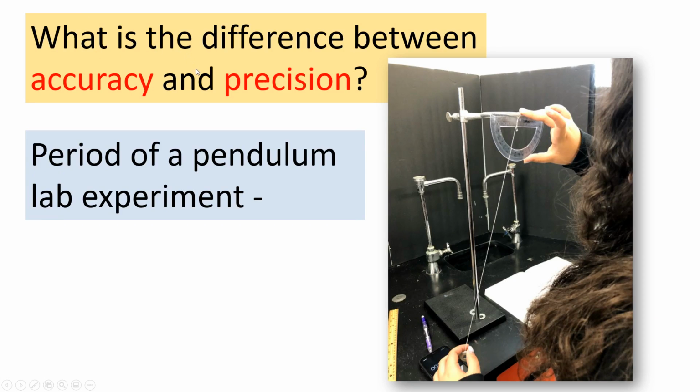What is the difference between accuracy and precision? To explain this, I'm using the results of the period of a pendulum lab experiment from 4 students to identify which one presented results with accuracy and precision.